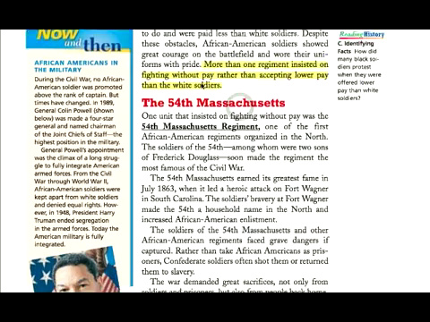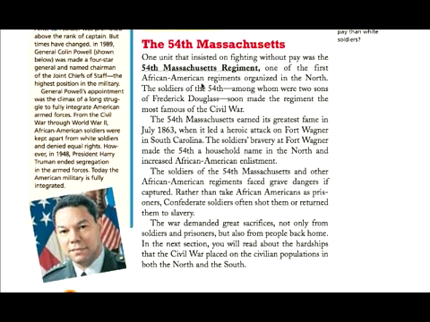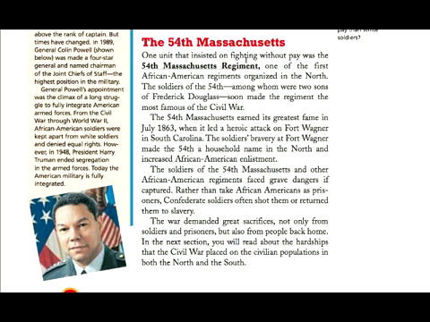The 54th Massachusetts. One unit that insisted on fighting without pay was the 54th Massachusetts Regiment, one of the first African American regiments organized in the North. The soldiers of the 54th, among whom were two sons of Frederick Douglass, soon made the regiment the most famous in the Civil War.